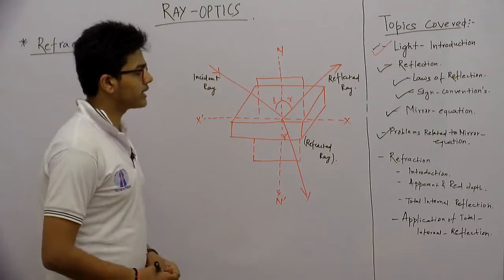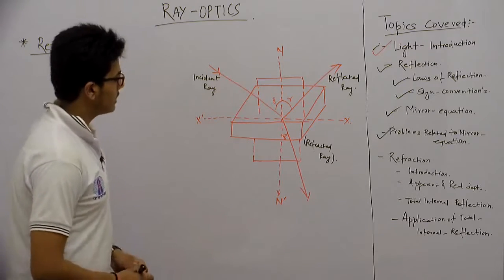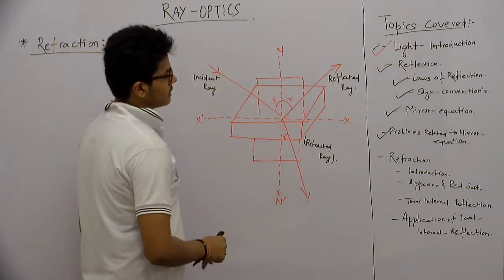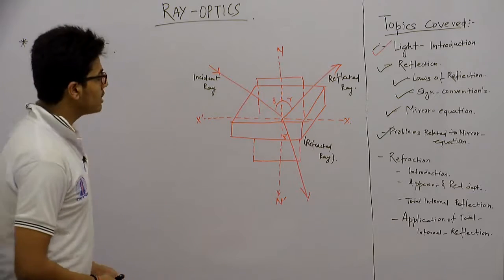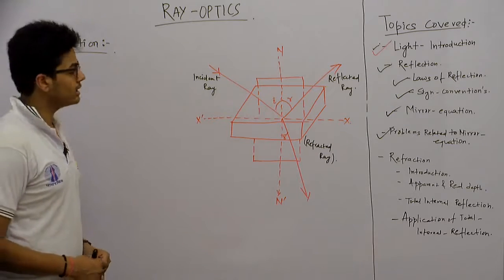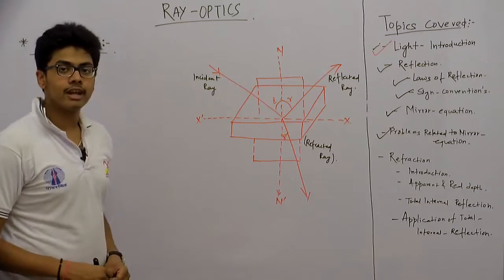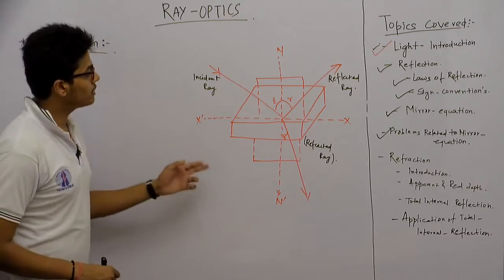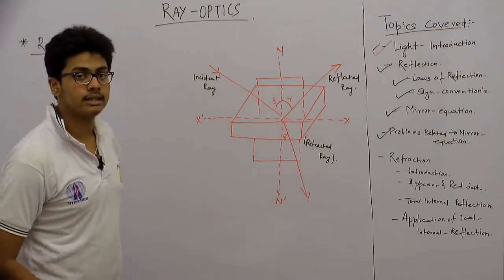Here I draw the diagram of refraction. When an incident ray strikes a surface, some part is reflected back and some is refracted. So refraction is the phenomenon in which, when the ray of light is passing from rarer medium to denser medium, some part of light is reflected back and some part enters as a refracted ray.